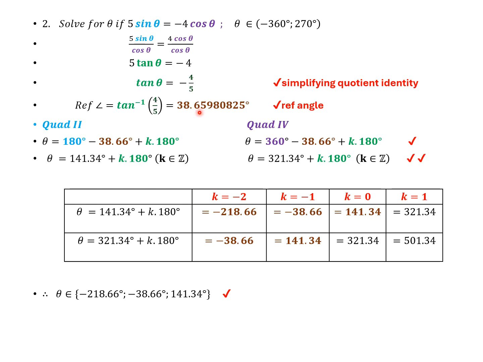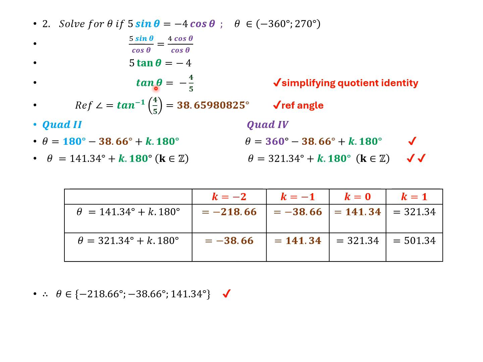That gives me 38,65 etc. degrees. That's my reference angle. Take note there, I see I didn't type in the negative, but it should read negative 4. Now tan is negative, and it's negative in quadrant 2 and quadrant 4.